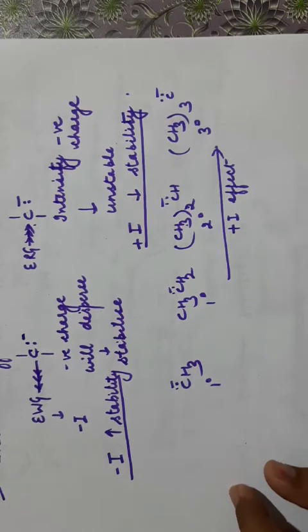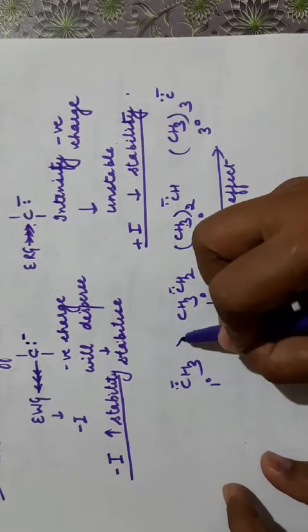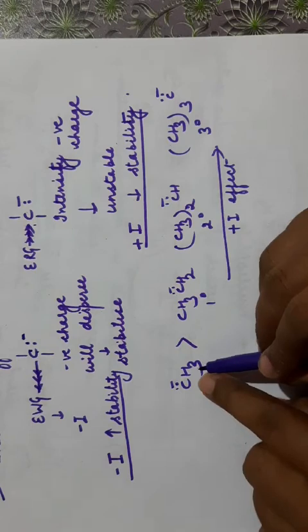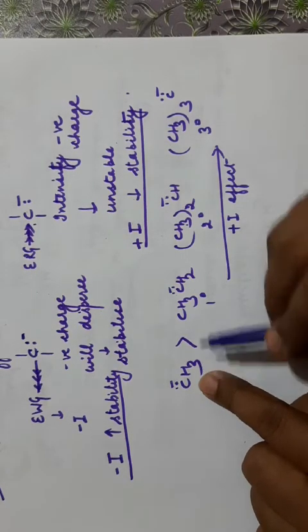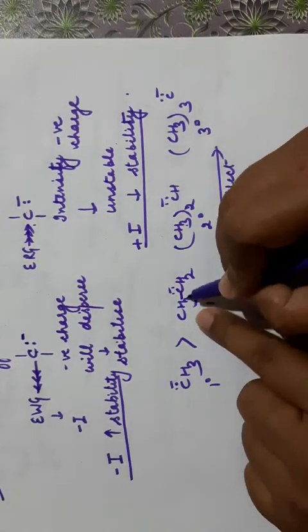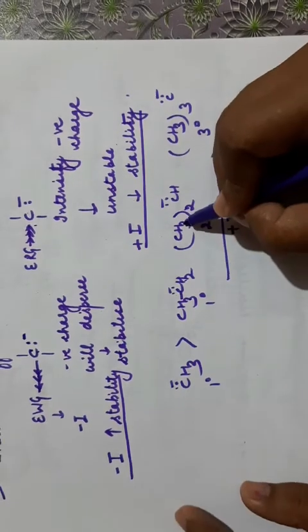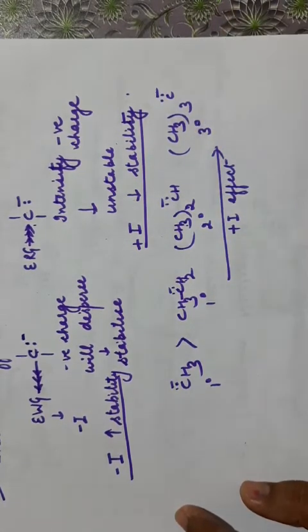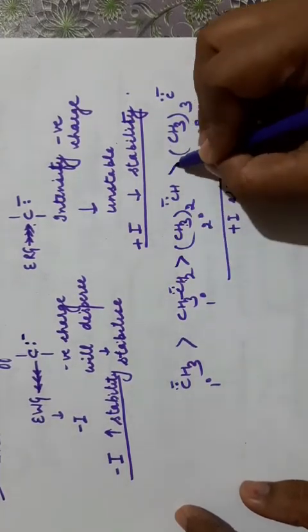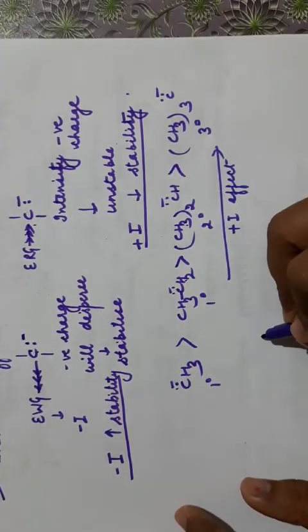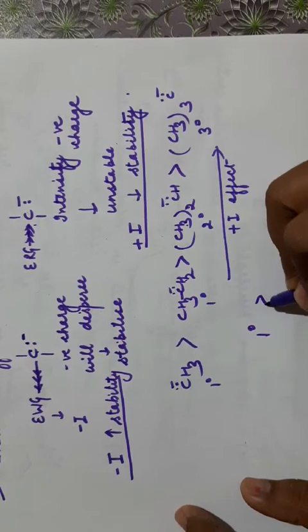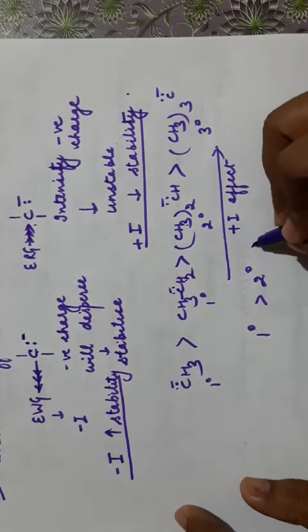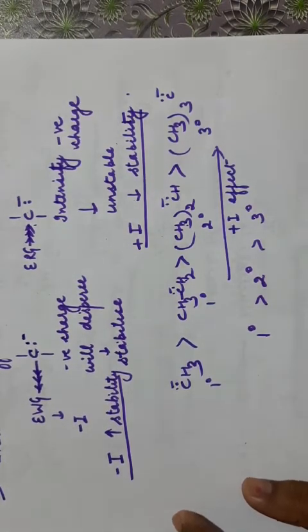So what is the order of stability? The methyl carbanion will be more stable because there is no plus I effect acting here. There is a plus I effect of this methyl group acting here. There is a plus I effect of 2 methyl groups acting here, and there are 3 methyl groups. So the order is this one. So what we can conclude, 1 degree carbanion is more stable than 2 degree. 2 degree is more stable than 3 degree.